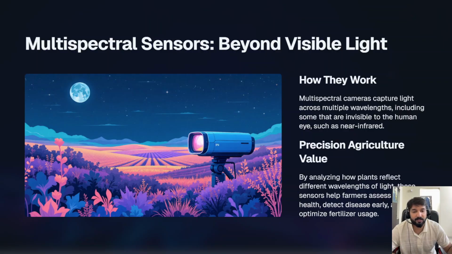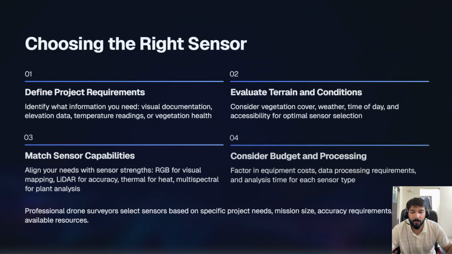Each of these sensors, RGB, LiDAR, thermal, and multispectral, serves a different purpose and provides unique types of data. Professional drone surveyors select the sensor based on the specific needs of the project, whether it's mapping terrain, analyzing crops, inspecting infrastructure, or generating highly accurate 3D models.